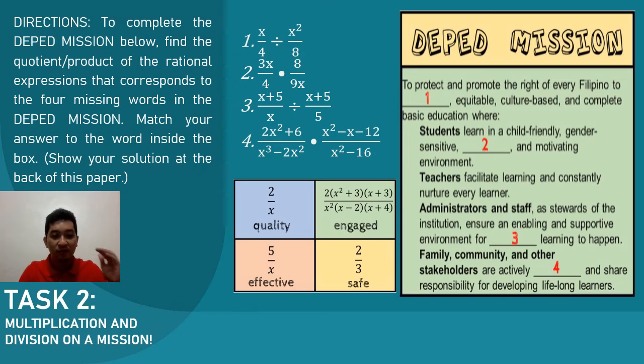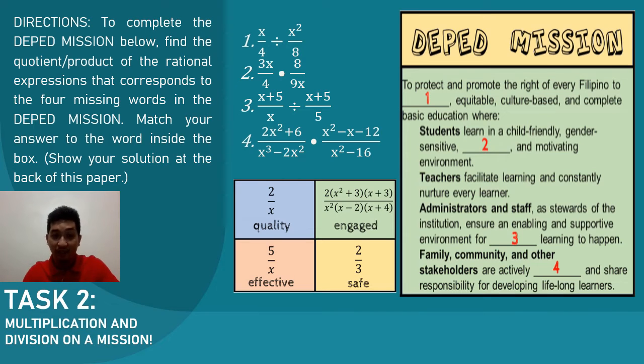So, task 2 is multiplication and division on a mission. This has something to do with the DepEd mission. Okay, so you can search it on Google, so it will be easier for you to answer this. But, of course, since I'm a math teacher, I want you to show your solution at the back of this paper, as you can see at the bottom part of your directions.